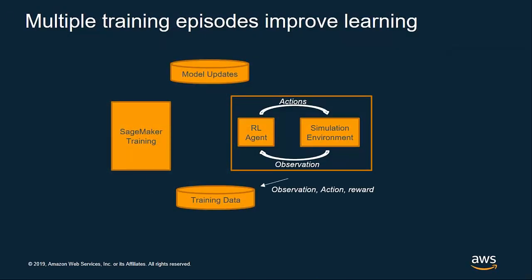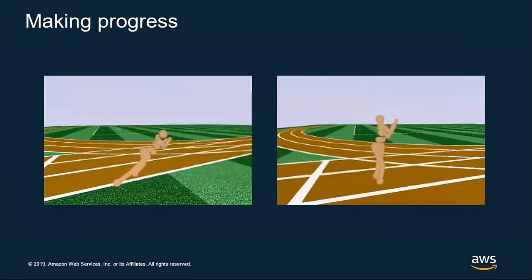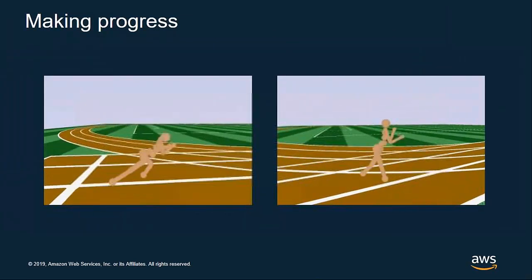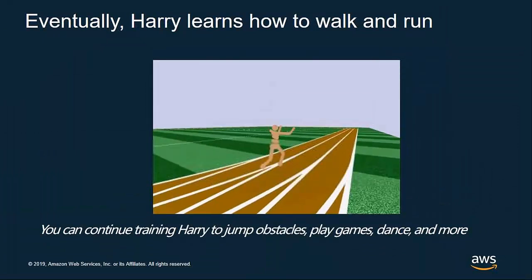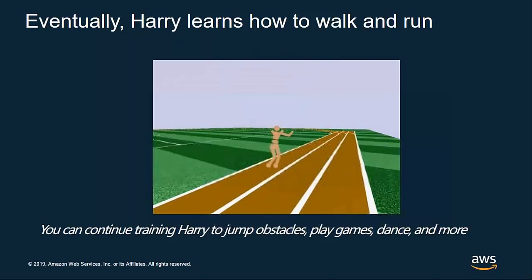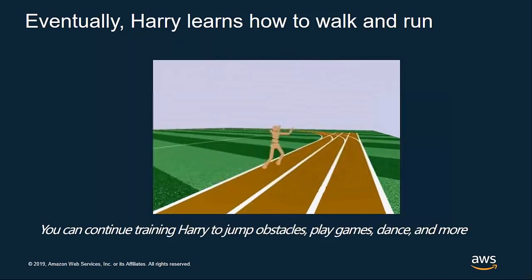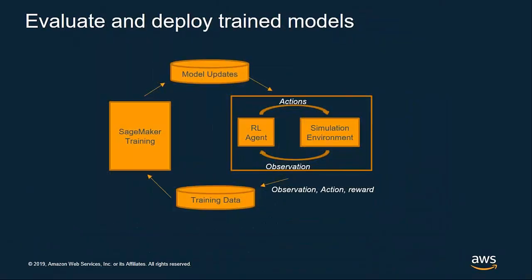And if we do this retraining over multiple episodes, you can see that slowly Harry starts making progress and is able to walk. And over time, you can see that we've trained Harry how to walk. And you can continue to take this forward by training your RL models how to jump obstacles and play games and dance and so on and so forth.